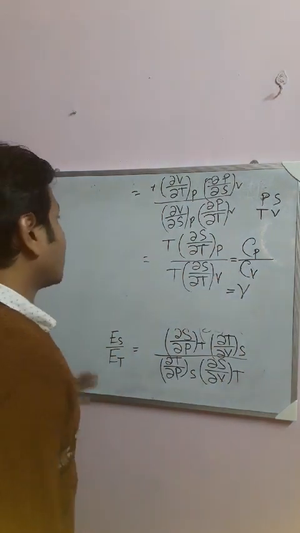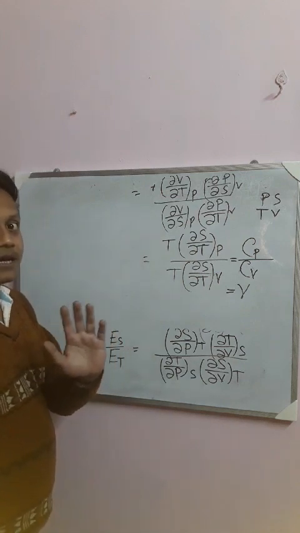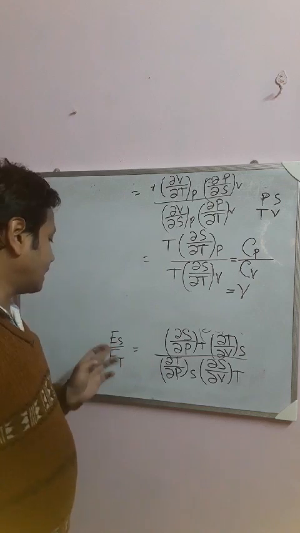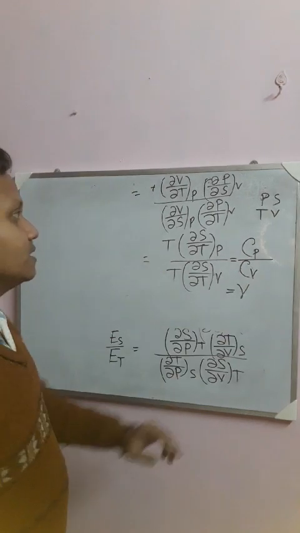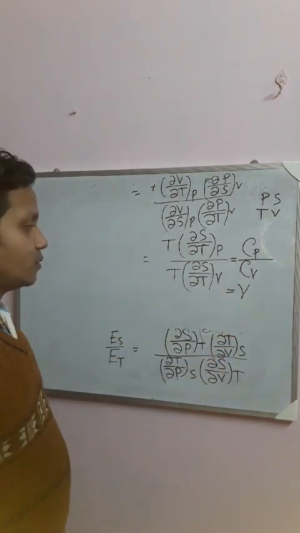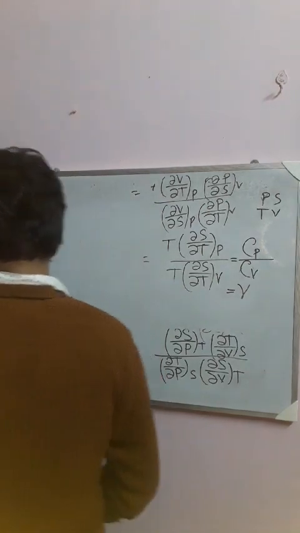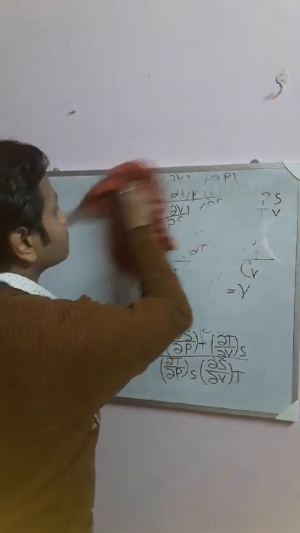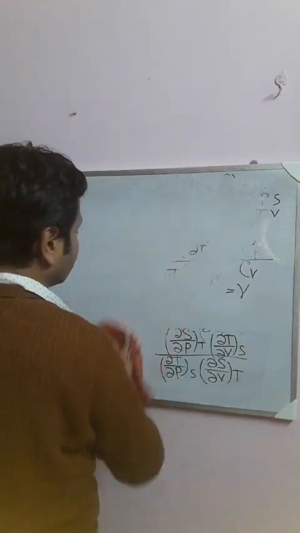Fine. So by using Maxwell's relation, we checked that the ratio of adiabatic and isothermal elasticities is equal to the ratio of the two molar specific heats. Okay, fine. So let us move to the next problem.